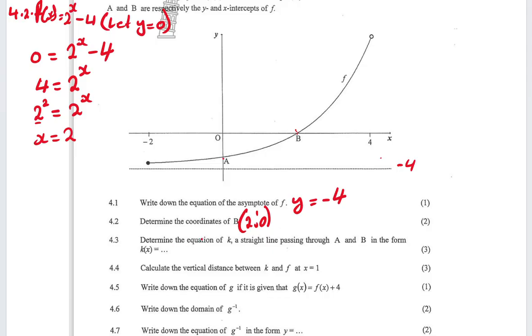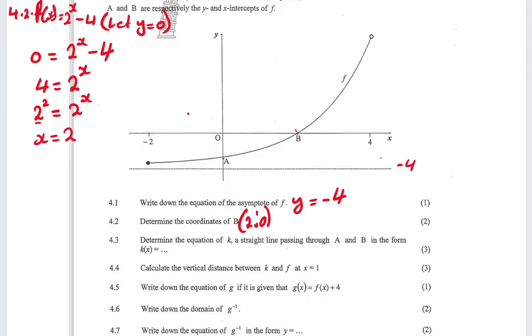4.3. Determine the equation of k, a straight line passing through A and B in the form of k of x. The straight line is passing through A and B. What do we need when we want to find the equation of a straight line? We need the gradient and 2 points. First of all, let's answer it.